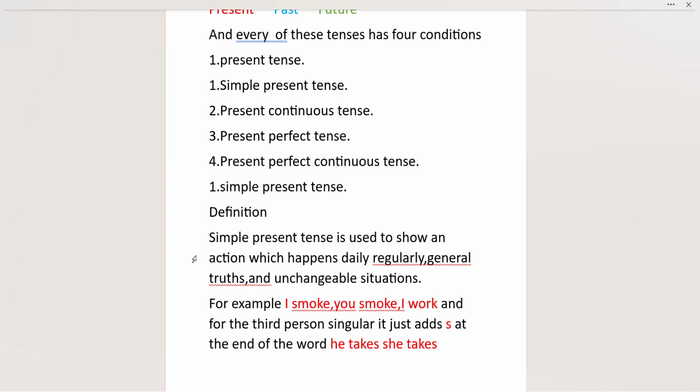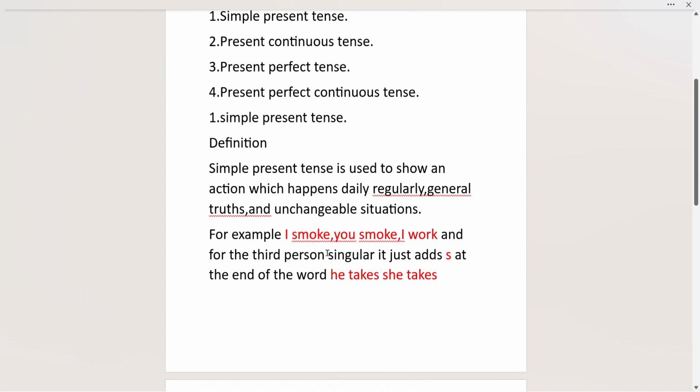It shows unstopped work. For example, it shows an unchangeable situation. It shows things that happen every time and are unchangeable. For example, we can say here, I smoke. It shows an action that happens all the time. You are smoking, and you smoke.